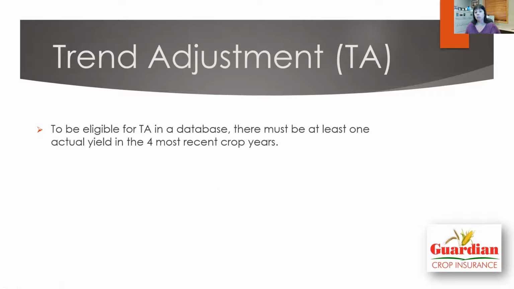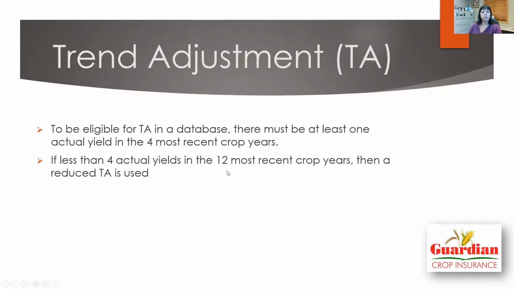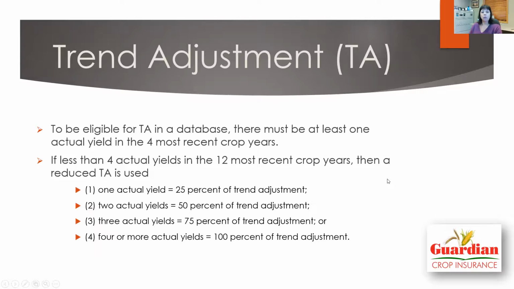So to be eligible for the trend adjustment in a database, there must be at least one actual yield in the 4 most recent crop years. And if there's less than 4 actual yields in the 12 most recent crop years, then a reduced trend adjustment is used. So here we go.